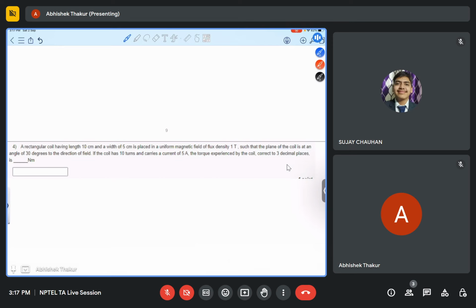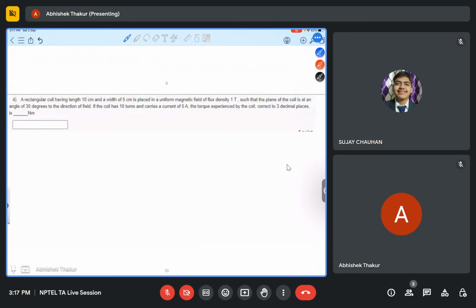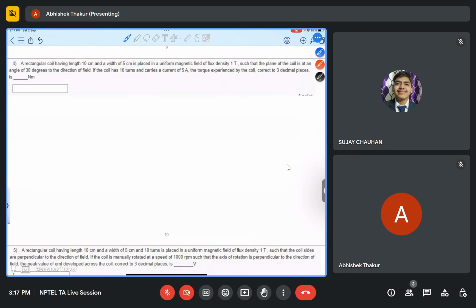So now we'll solve some of the numerical questions. In the fourth question, it is given that a rectangular coil has length 10 centimeter and width 5 centimeter. So it is a rectangular coil, length is 10 centimeter and width is 5 centimeter. It is placed in a uniform magnetic field of flux density 1 Tesla such that the plane of the coil is at an angle of 30 degrees.